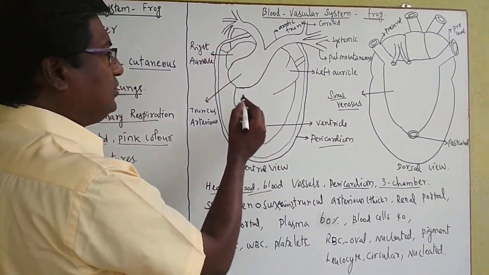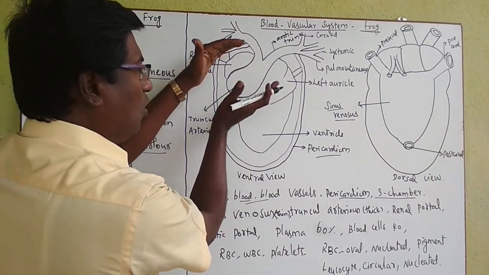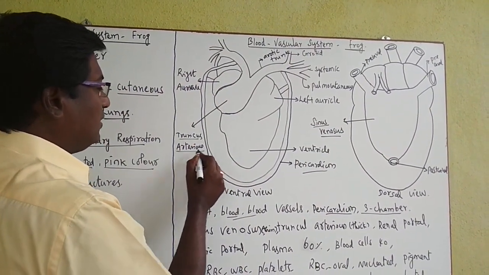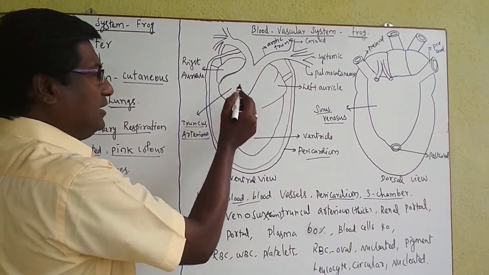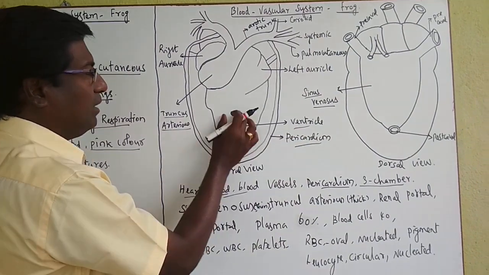On the ventral side, you see a cylindrical structure. Look at this cylindrical structure which is obliquely situated. That is called the truncus arteriosus. This is a cylindrical structure. Actually, the truncus arteriosus originates from the ventricle. It is developed from this ventricle chamber only.